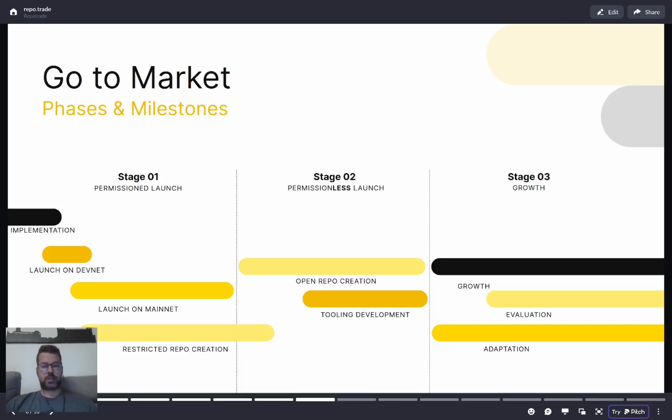Our go-to-market strategy is separated into 3 stages. In the first stage, we have the implementation, launch on DevNet, and then obviously the launch on mainnet. Initially, we are going to have a restriction when it comes to creating these repositories, in particular when it comes to creating auctions. Why? Quite simple. We need to have a lot of eyes on these auctions so that there are a lot of participants and pledges to these auctions. Otherwise, the auctions themselves lose their purpose.